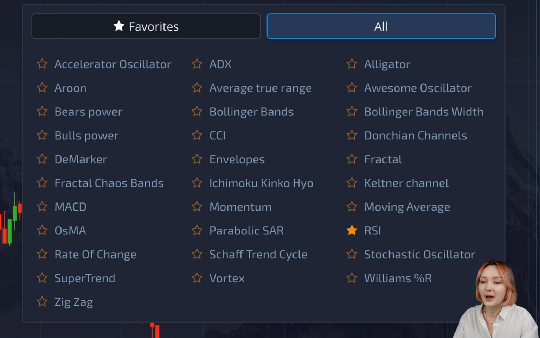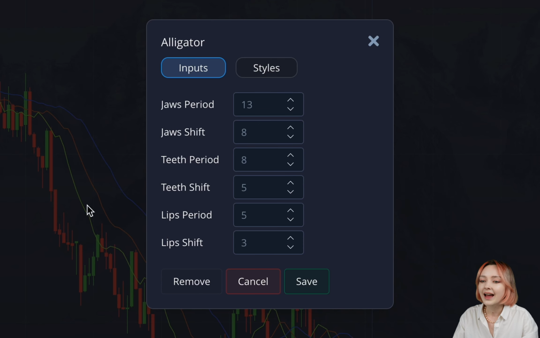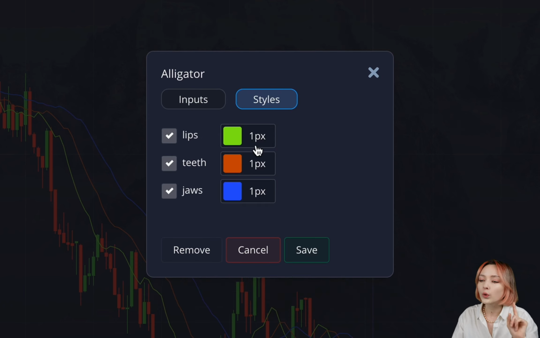Same as always, we're opening the indicators list on our favorite platform and looking for the alligator. Just click it and leave it as it is. No need for any extra steps regarding the settings adjustments. Its default settings are perfect. The only thing I would change though is the lines in the style section.